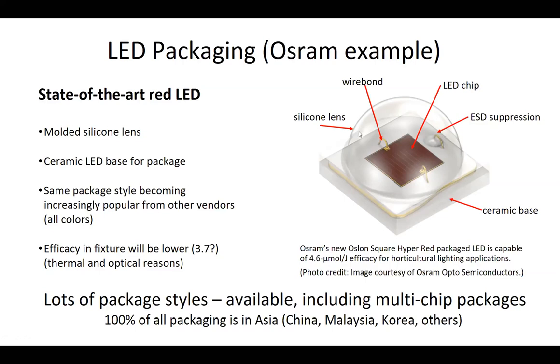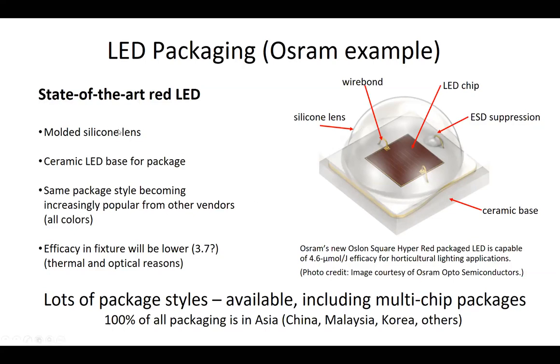I should mention one other thing about the silicone lens. Don't push on it with your finger because you can actually break those wire bonds. And in fact, if you get a data sheet from any of the LED manufacturers, they will tell you, don't push on the lens because that's a failure mode for a lot of these structures. You'll notice that this new Osram Oslon Square Hyper Red packaged LED can deliver up to 4.6 micromoles per joule for horticultural lighting applications. And this package was just announced a couple of days ago.